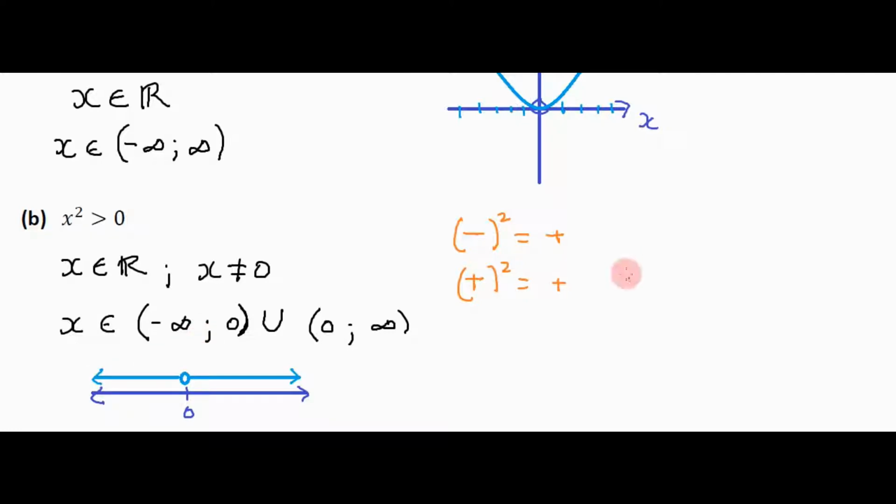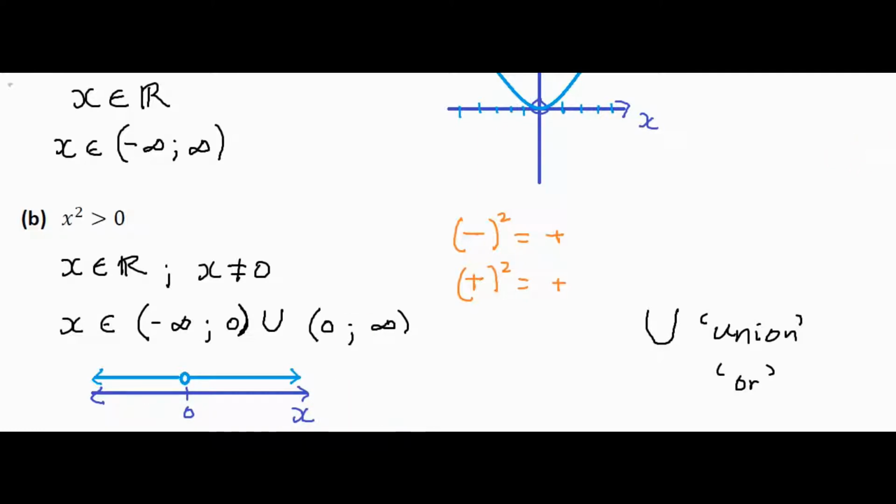Now, we said this symbol is known as the union. So it's the union of these two intervals. And we use this to combine the two intervals. Union also means or. So x will be an element of this interval or of this interval, but not including 0. And this here will be the x-axis.